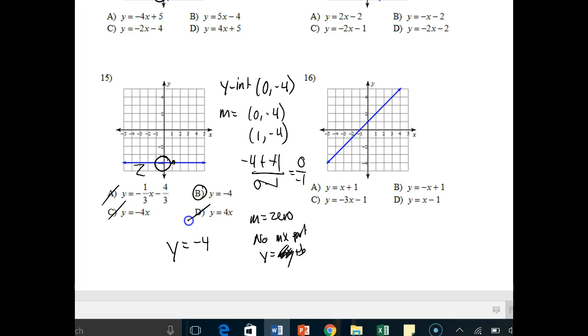It's very easy to go through the answer choices and see why the other answers are wrong. So again, you're going to want to go ahead and mark y-intercepts and another point to find the slope on all of these. Please show all your work.